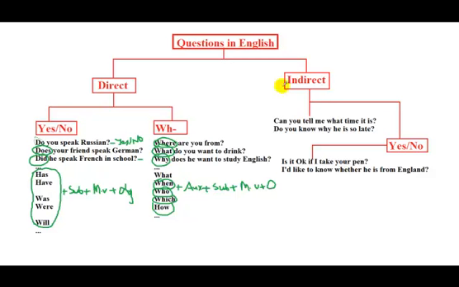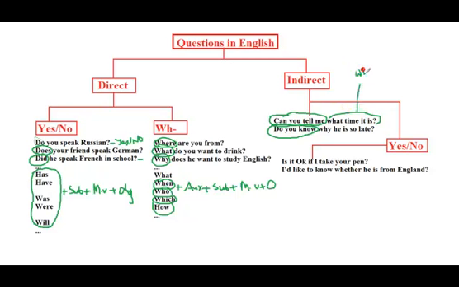Now if we move to the indirect questions, there are also indirect questions that we use when we want to be not straight, not direct. In this case, we use expressions like, can you tell me? Do you know why? For example, you want to know the time, so you say, can you tell me what time it is? If I say it as a direct question, it would be, what time is it? Direct question, right?